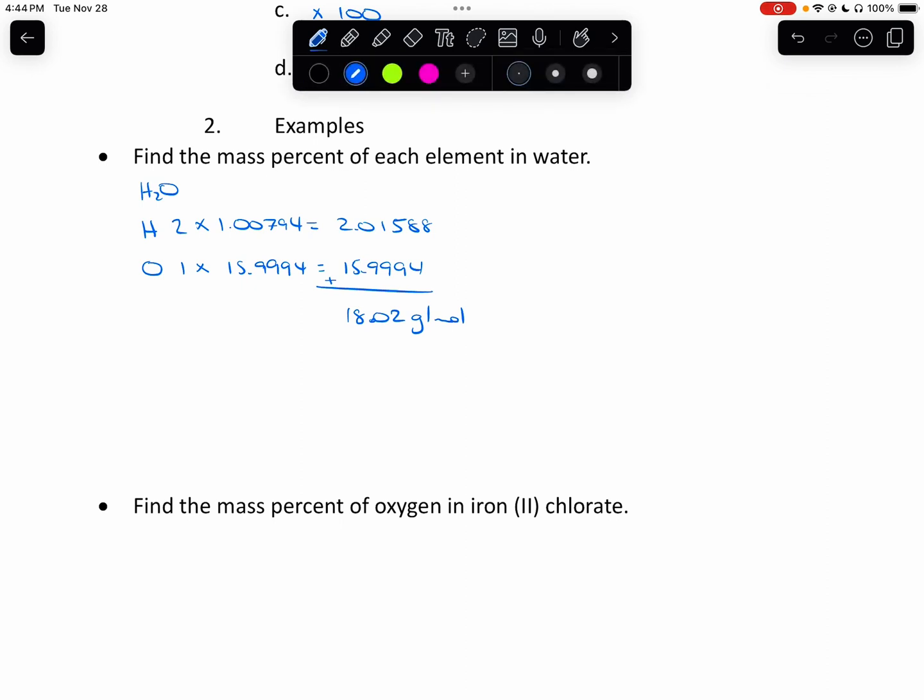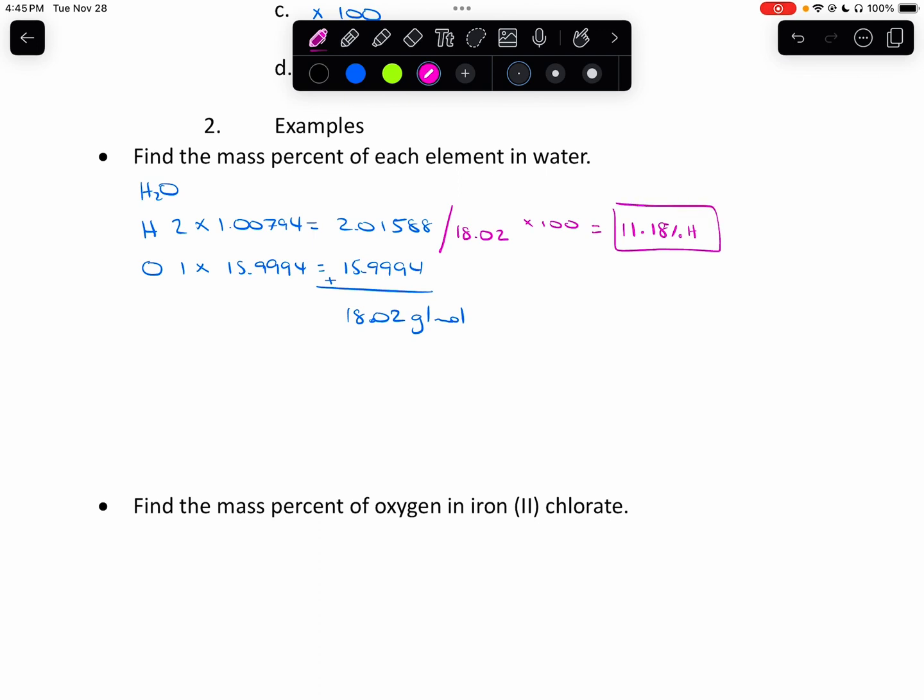At this point, we want to go to our steps. Step 1 was to find the molar mass. Step 2 is now to take the element's mass and divide by the total. So we're going to divide by 18.02, then hit times 100. That will give us our percent. So let's type that in our calculator, 2.01588 divided by 18.02, then times 100, my apologies for forgetting to say that. We should get 11.18%. So 11% of this compound is hydrogen by mass.